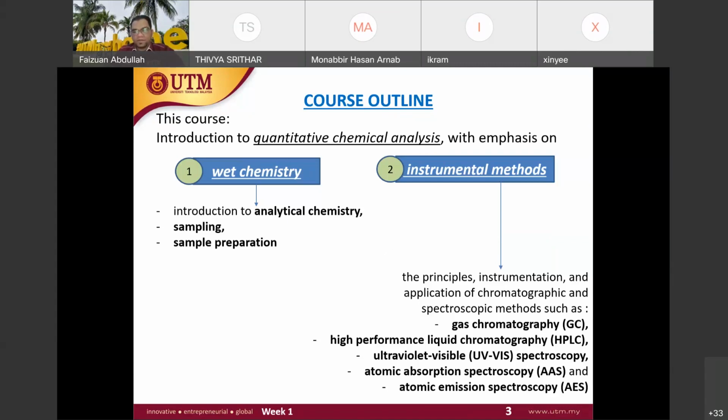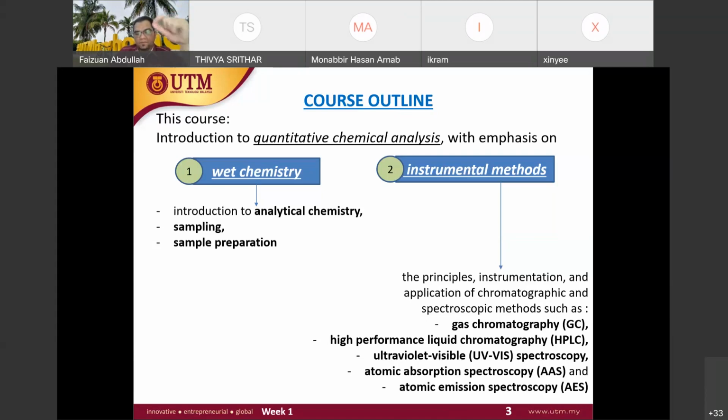But accurately, the matrix is something else instead of the analyte. For example, we have river water. We need to analyze, for example, a pollutant inside the river water. For example, we have mercury pollution in the river water, right? So your target analyte is the mercury itself, right?